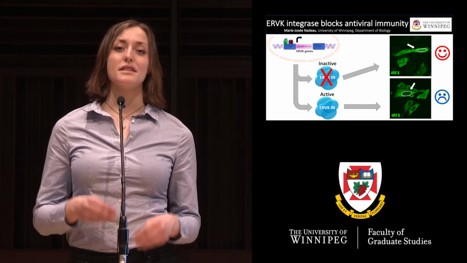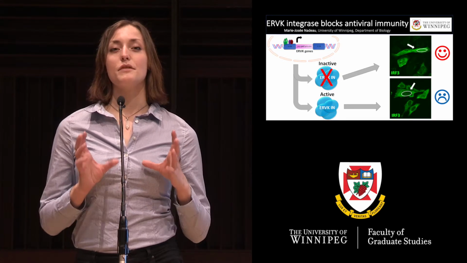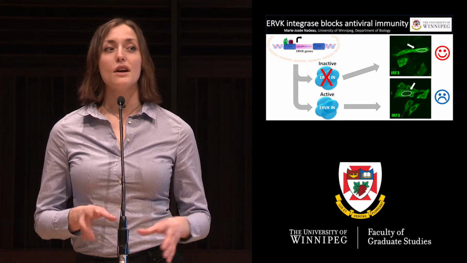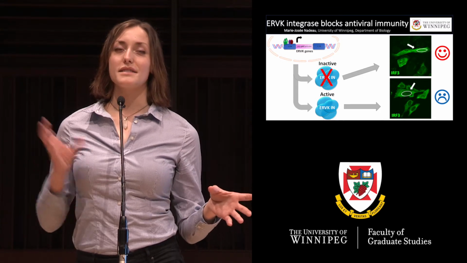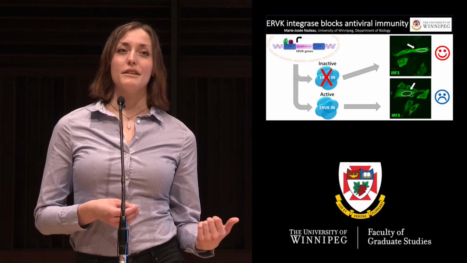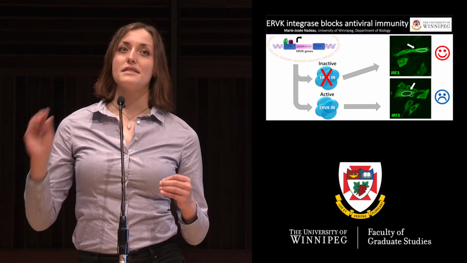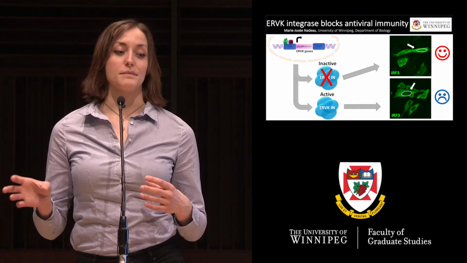In my research, I'm going to be using a confocal microscope to take images of a type of brain cell called astrocytes, which express ERV-K integrase and the immune protein IRF3. Now, one thing that's important to know about IRF3 is that in its active form, it needs to be able to travel to the nucleus to trigger an immune response.